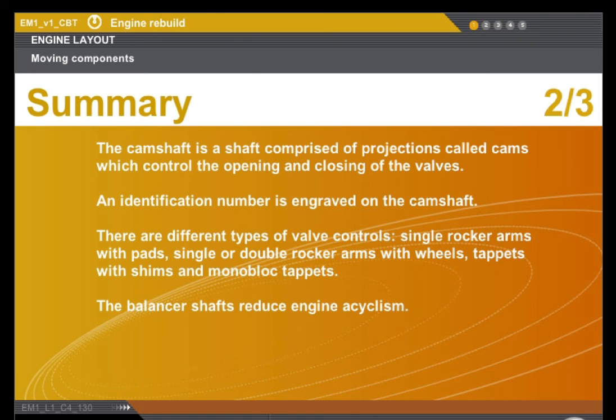The camshaft is a shaft comprised of projections called cams, which control the opening and closing of the valves. An identification number is engraved on the camshaft. There are different types of valve controls: single rocker arms with pads, single or double rocker arms with wheels, tappets with shims, and monoblock tappets. The balancer shafts reduce engine acyclism.